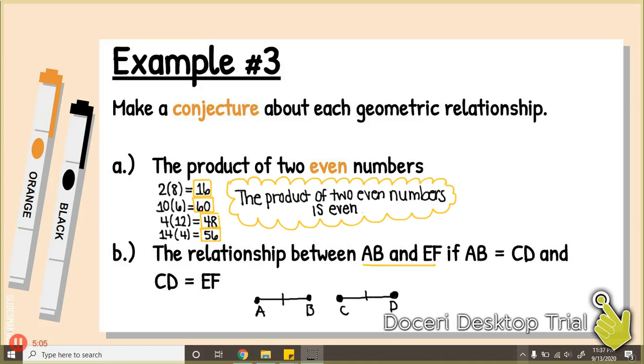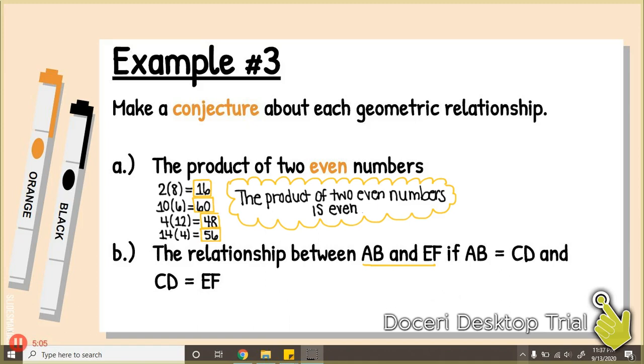So I know that AB is equal to CD, but I also know that CD is also equivalent to EF. So what I notice is that all three of those segments end up being the same length because we see that CD is the same length as AB, but CD is also the same length as EF, so I could conclude that AB and EF are also the same length based on my pictures there.